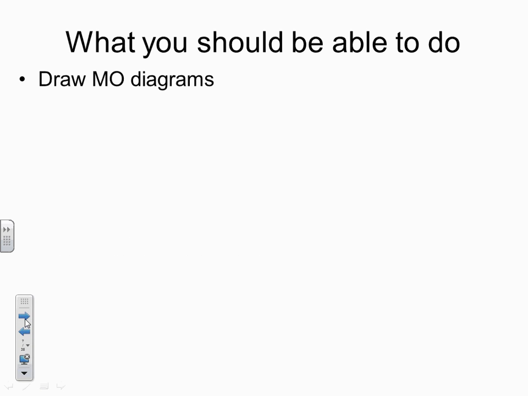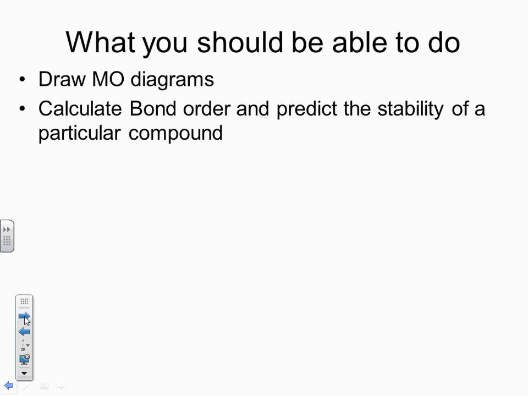Okay, so what should you be able to do with this molecular orbital theory in terms of what the College Board expects from you? You should be able to draw molecular orbital diagrams. You, however, do not have to produce the molecular orbital structure, the order of the molecular orbitals. That will be provided for you. You should be able to calculate the bond order and predict the particular stability of a compound.